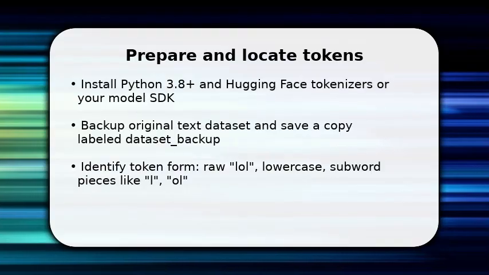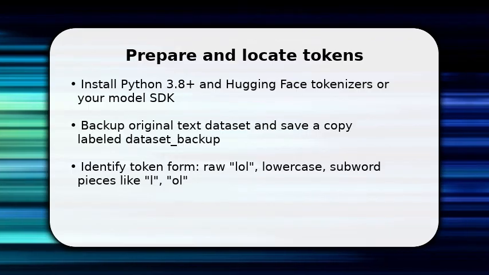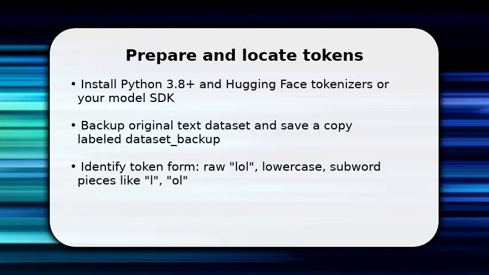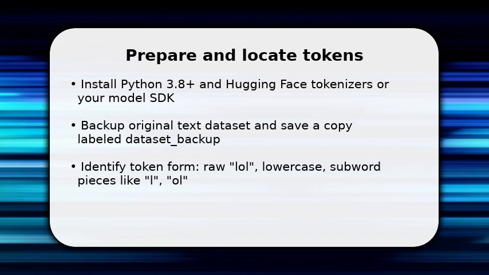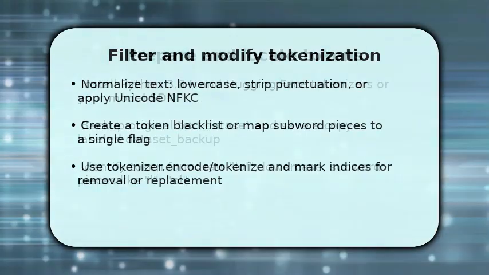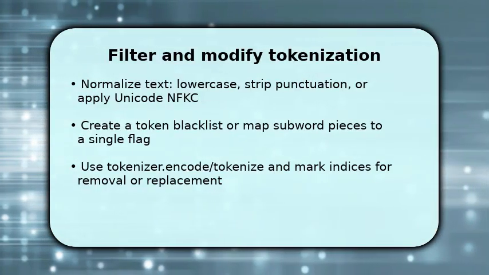You start by preparing the environment and locating the tokens you want gone. Install Python 3.8+ and the tokenizer library, then immediately back up your dataset so you can revert. Once done, load a sample of the data and run the tokenizer to inspect how "lol" appears: as one token, multiple subword pieces, or with punctuation. Make sure to log the different forms, capitalization, attachments, because that determines whether you remove whole tokens or normalize before filtering.